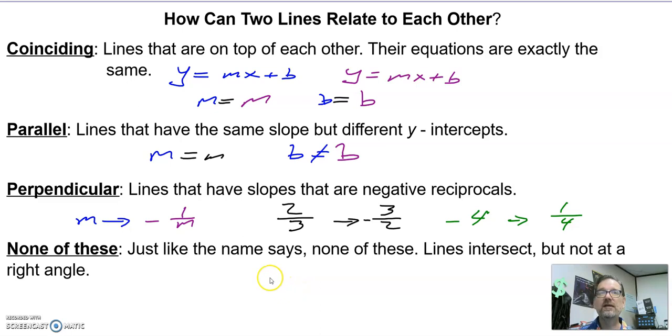And then none of these. If these conditions don't apply, these lines are just intersecting but not perpendicular.